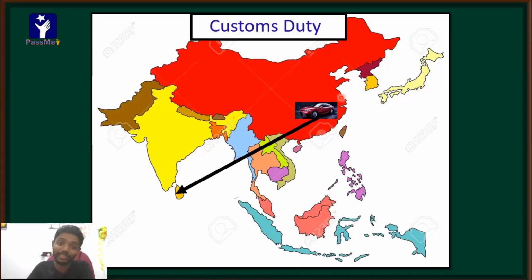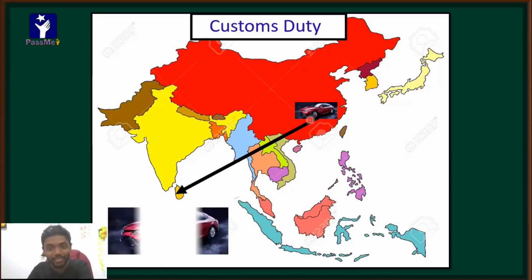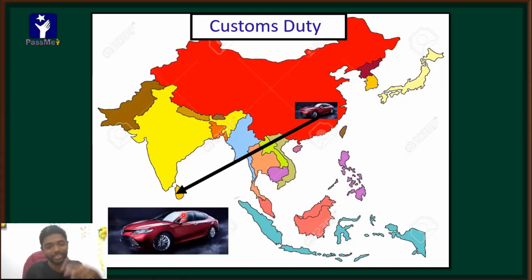The value of this car which is located in China will be double or triple when it comes to Sri Lanka. Let's say 100, it's going to be 300 when it arrives in Sri Lanka. So that is why I put the figure as a maximum.